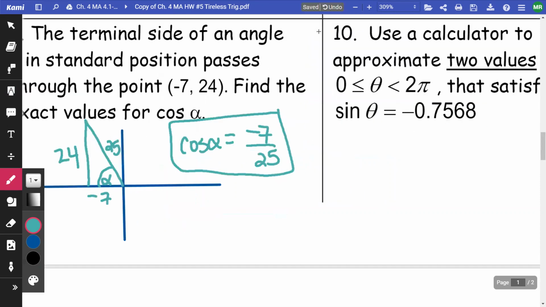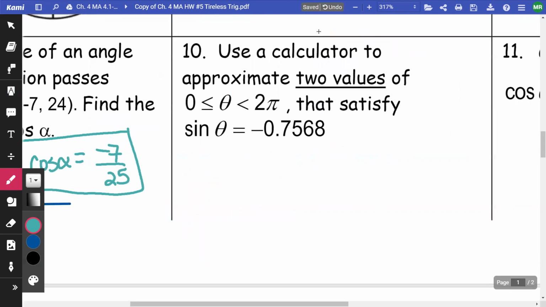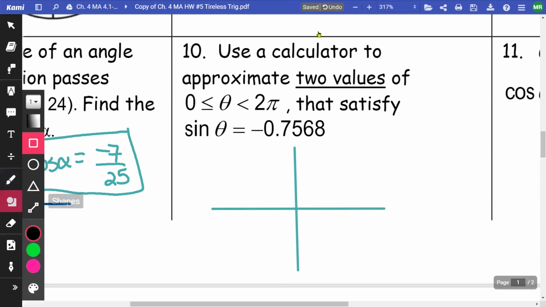On 10, I want to find the two angles in radians. That is going to give me a sine of negative 0.7568.